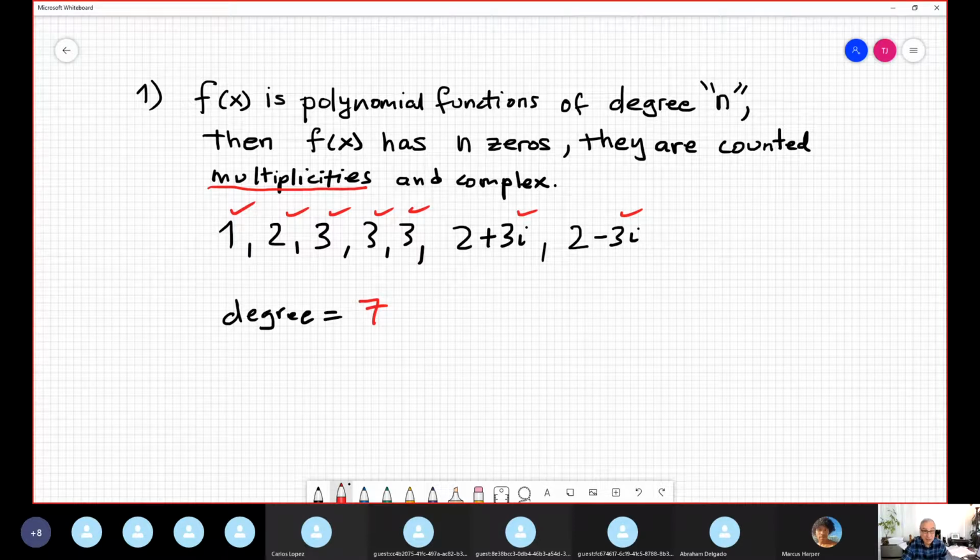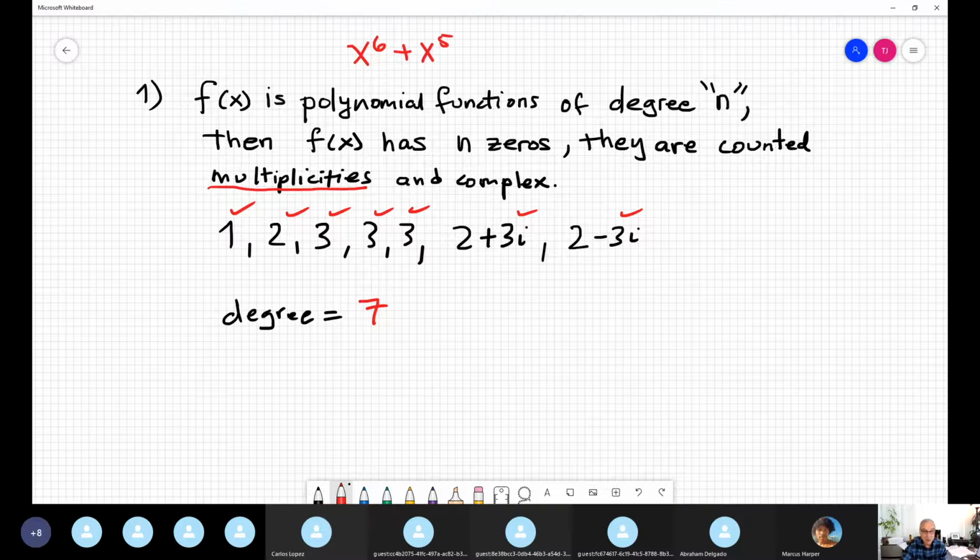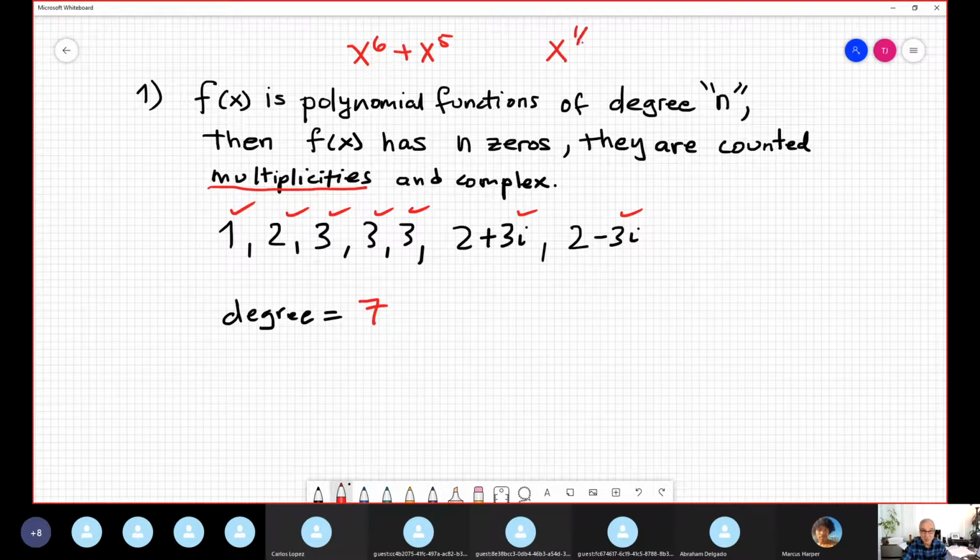Okay? This is the polynomial. And remember, a polynomial function is a function where the exponent is a whole number. So x to the 6th power plus x to the whatever. If you have a fraction, it's not a polynomial, and this rule is completely invalid. Or a negative exponent, not a polynomial.